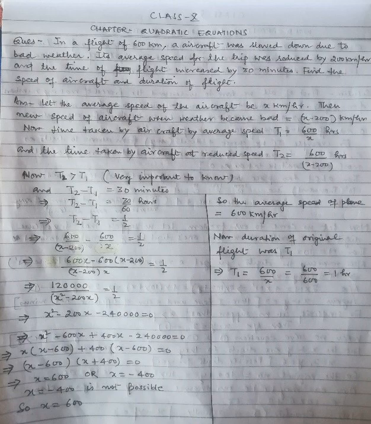Now let us calculate the time taken by the aircraft when it was moving with the average speed and the time when the aircraft was moving with the reduced speed. So if the time taken by the aircraft at average speed be t1, then t1 should be equal to 600 upon x. Here we have used the formula time is equal to distance upon speed. Now the time taken by the aircraft at reduced speed, which we have supposed to be t2, should be equal to 600 upon x minus 200.